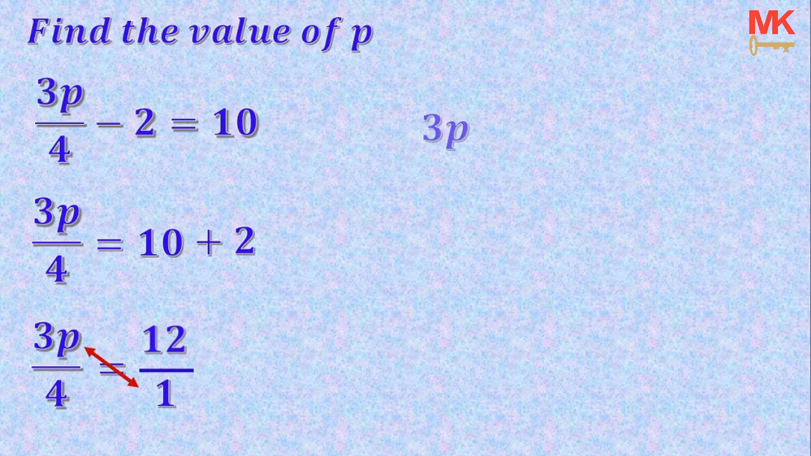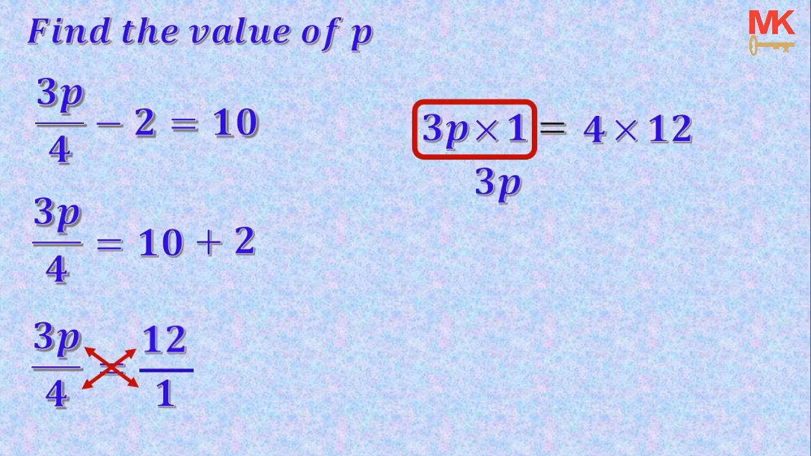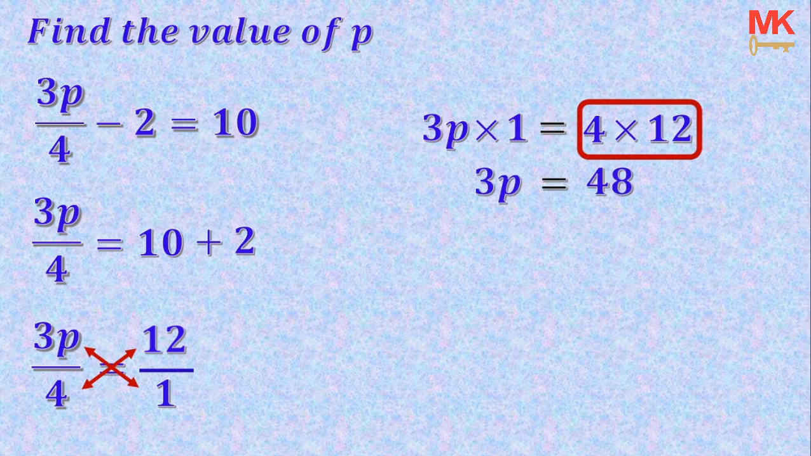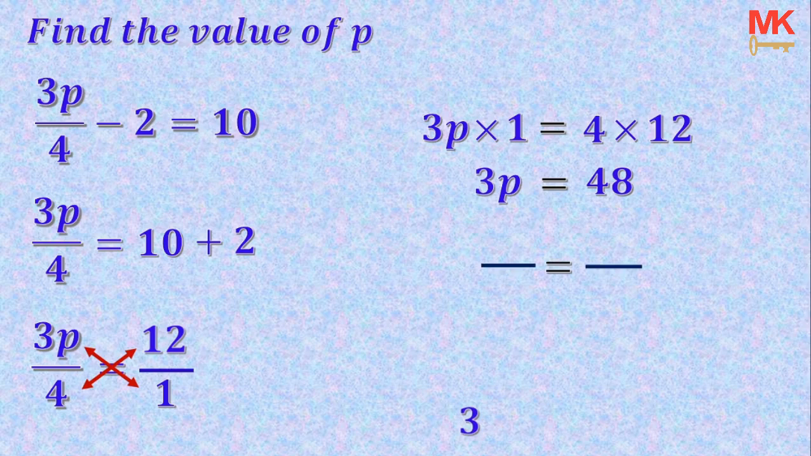3p multiplies 1, and that gives us 3p times 1. And at the right hand side, the 4 will multiply the 12, which gives us 4 times 12. Of course, 3p times 1 gives us 3p, and at the right hand side, 4 times 12 gives us 48. At this point again, we're going to divide both sides of this equation by the coefficient of the variable p, and that's 3. And that means we're going to have fractions again whose numerators will be 3p and 48.